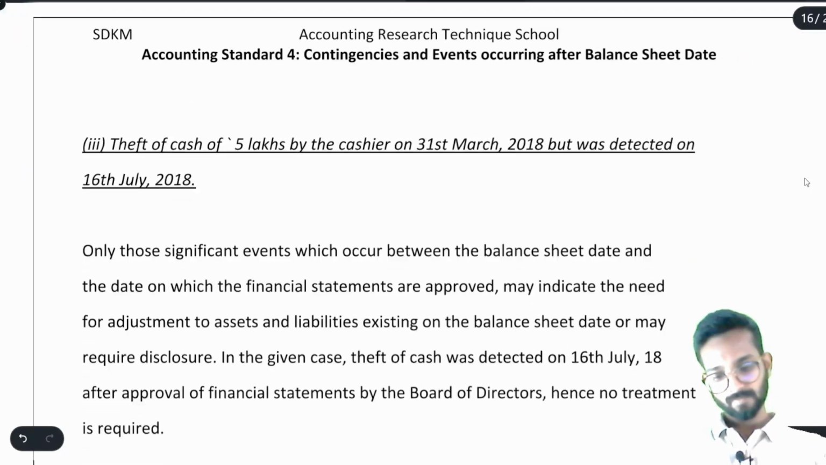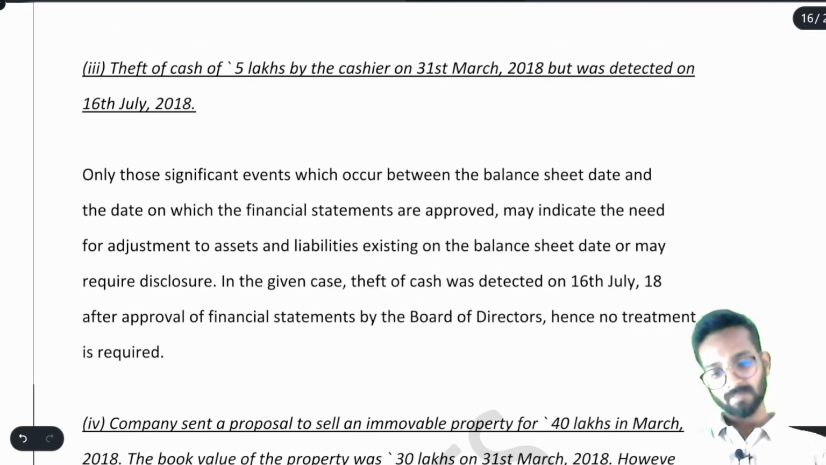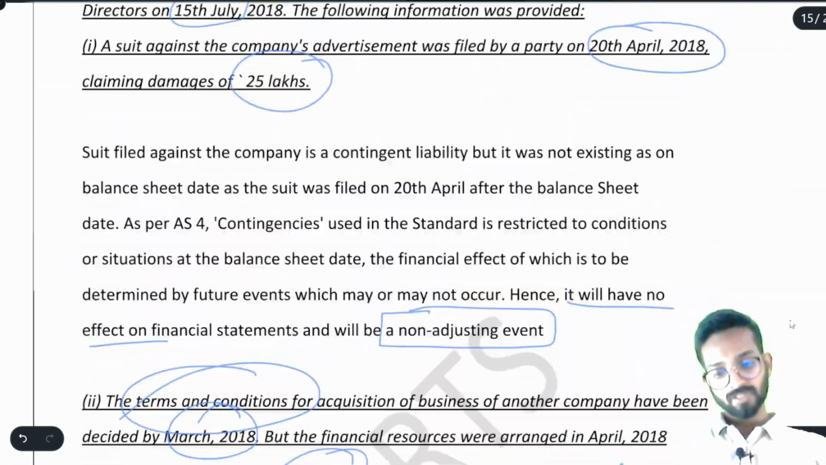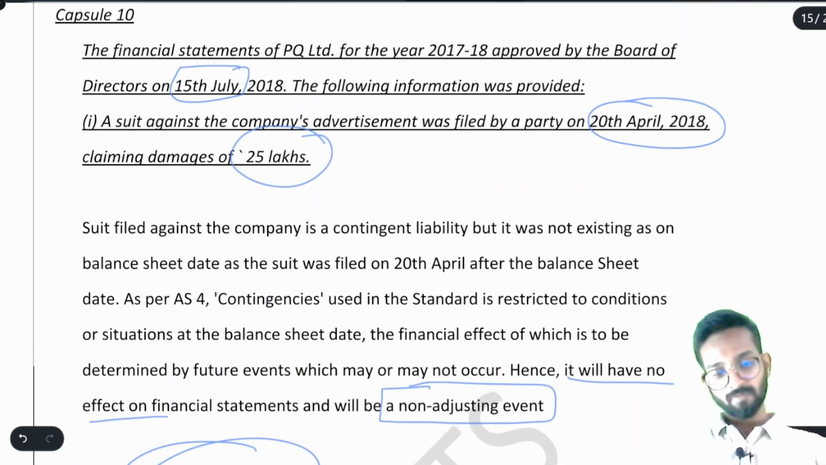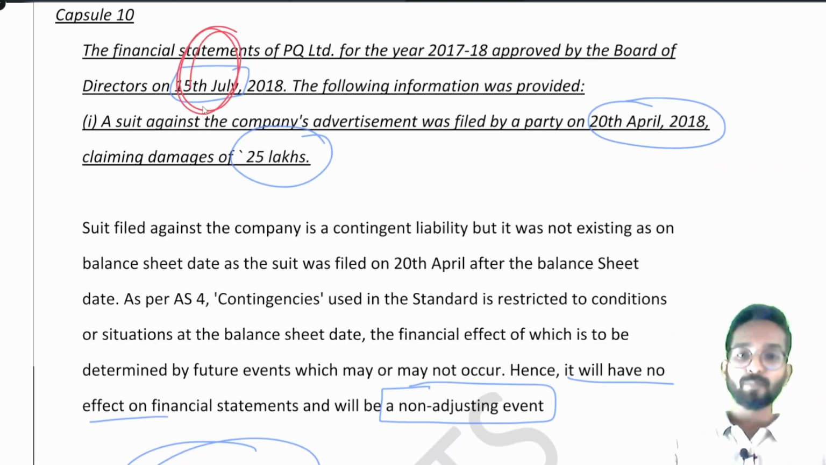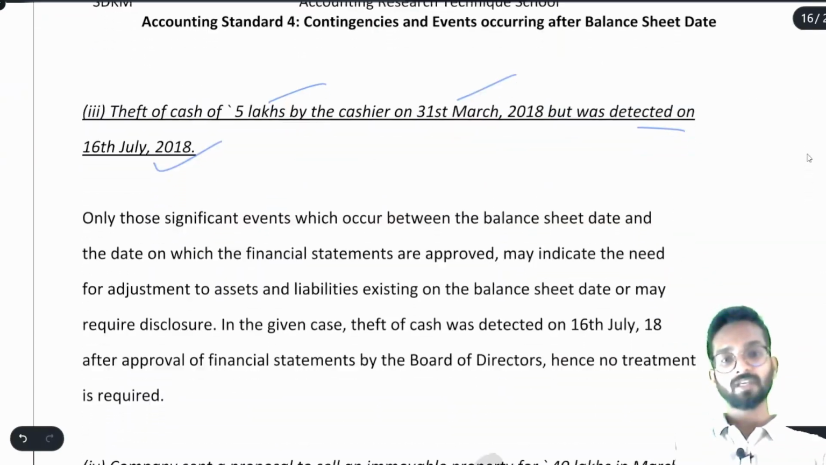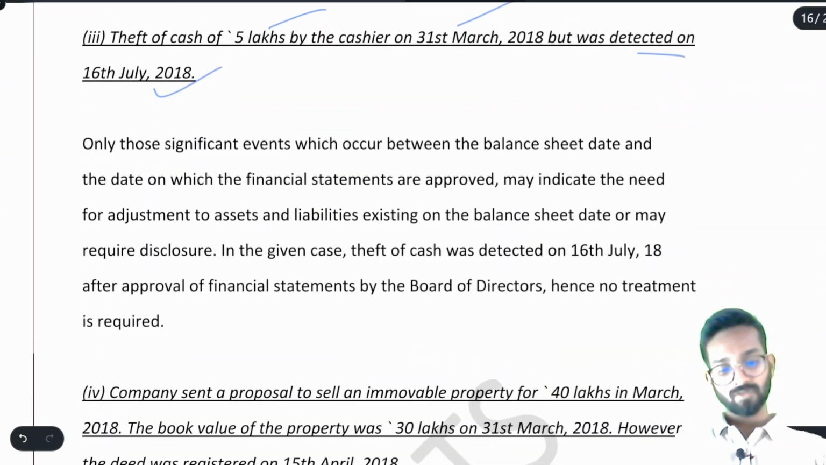Now, theft of cash, again the same thing, 5 lakh by the cashier on 31st March but was detected on 16th July. Now see, 16th July, when was the date of approval? Date of approval was 15th July. It means after directors have approved the statement, after that on 16th July we have found out that there is a theft of cash. So you will do nothing.